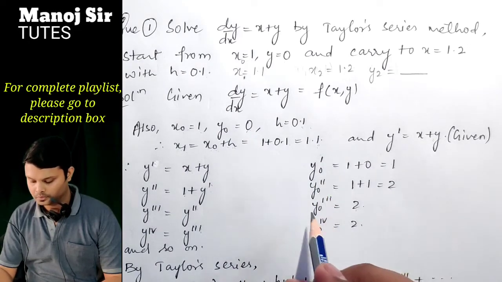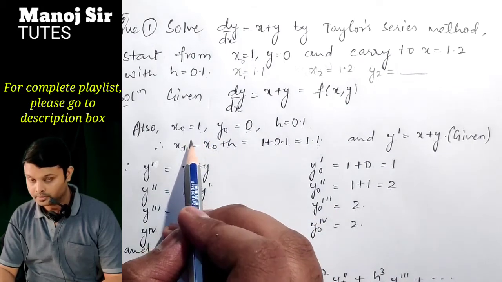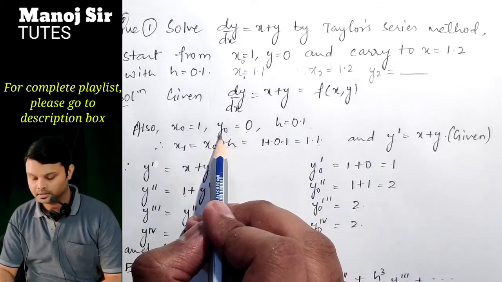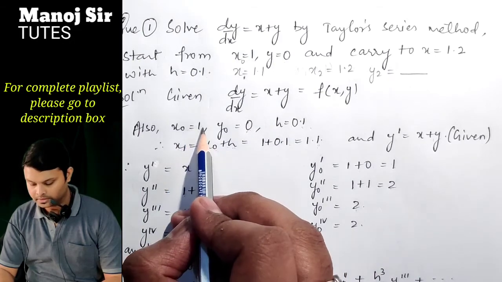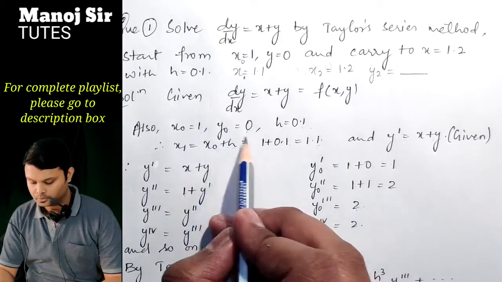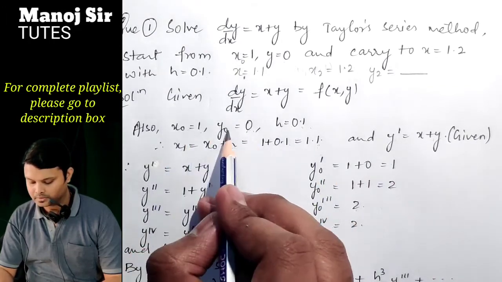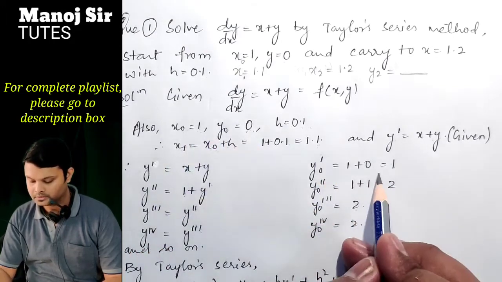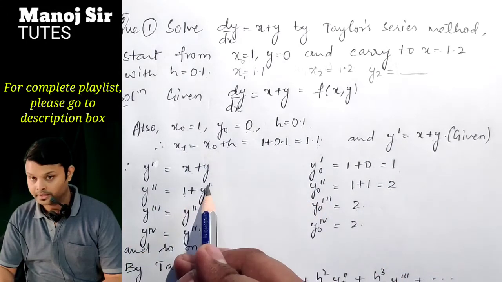Why not double dash? Why not triple dash? Why not quadruple dash? For this we will put the initial condition. In place of x we'll put x naught, that is 1. In place of y we'll put y naught, that is 0. So here x plus y, that is x naught plus y naught, that is 1 plus 0, that is 1. Yes, y naught double dash is 1 plus y dash.